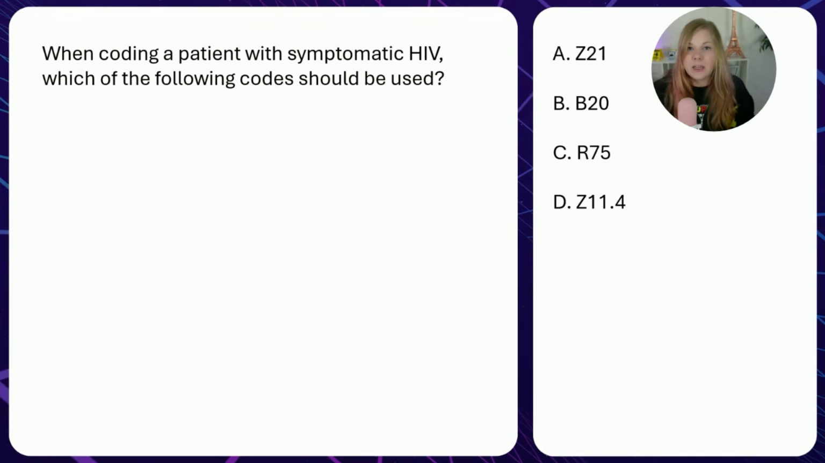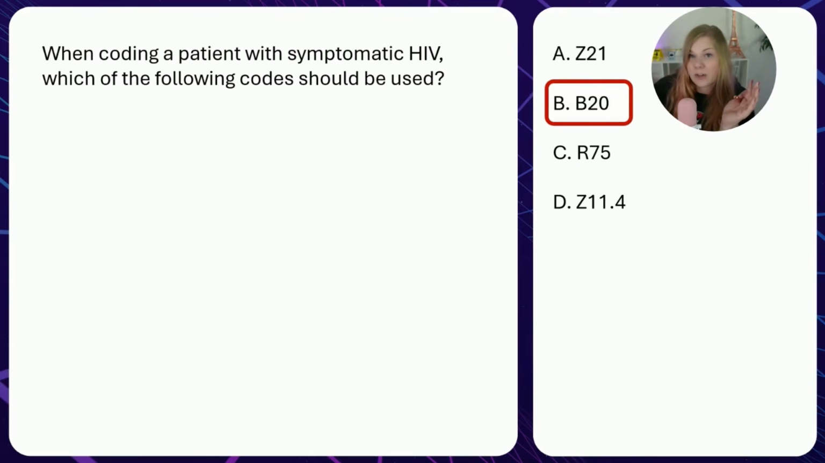So, starting out, when a patient with symptomatic HIV comes in and they present, when we're coding for them, which of the following codes should be used? Is it A, Z21, B, B20, C, R75, or D, Z11.4? Going to give you a second to look it up, pause the video, and then we're going to go through the answer.